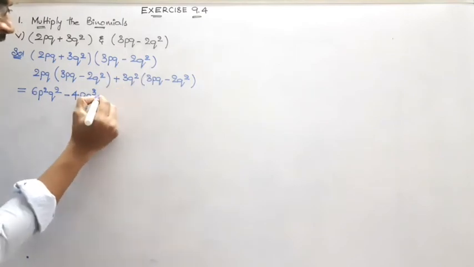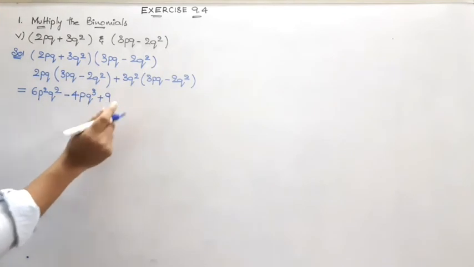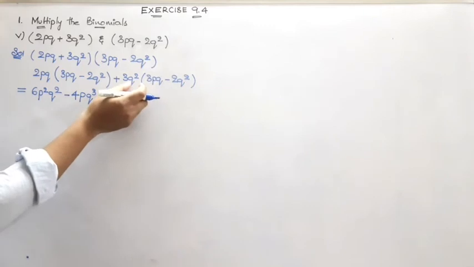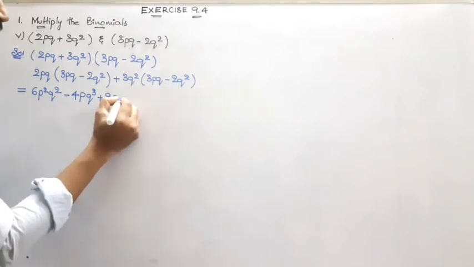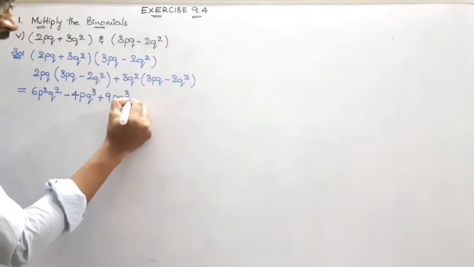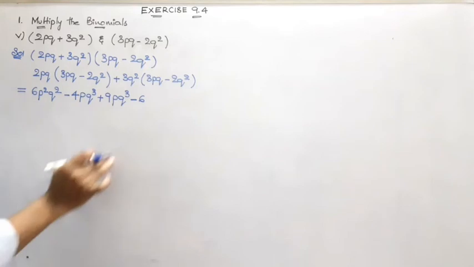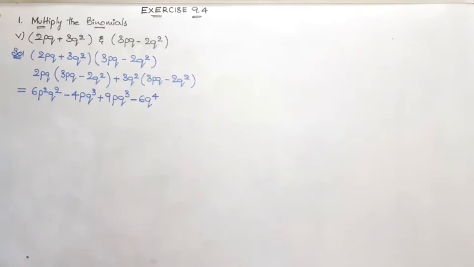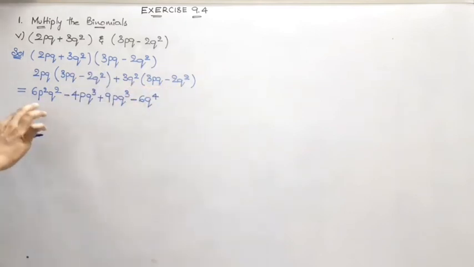Plus into plus gives us plus, 3 into 3, 3 3s are 9. q square into q, because we don't have a p term here, we have a p term, write that p term as it is. q square into q gives us q cube. Plus into minus is minus, 3 into 2 gives us 6. q square into q square gives us q power 4.